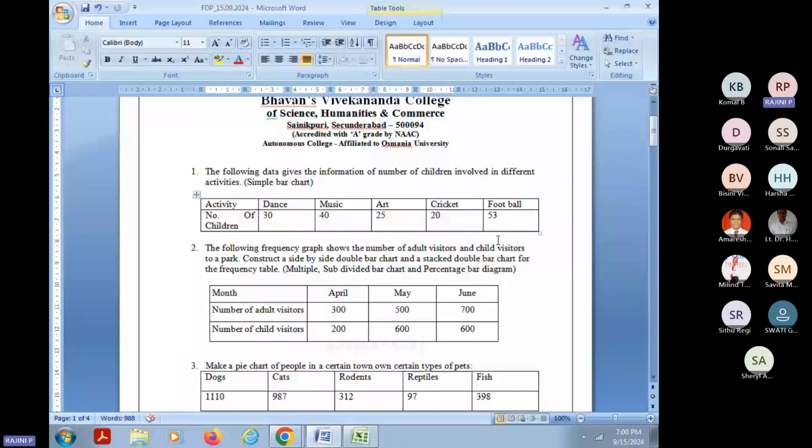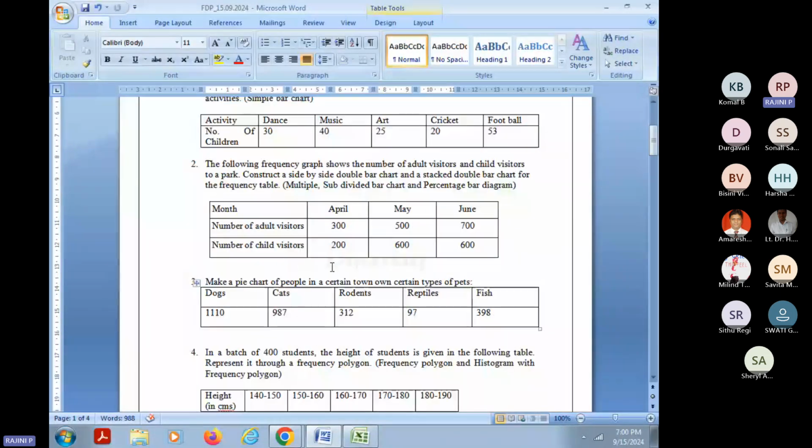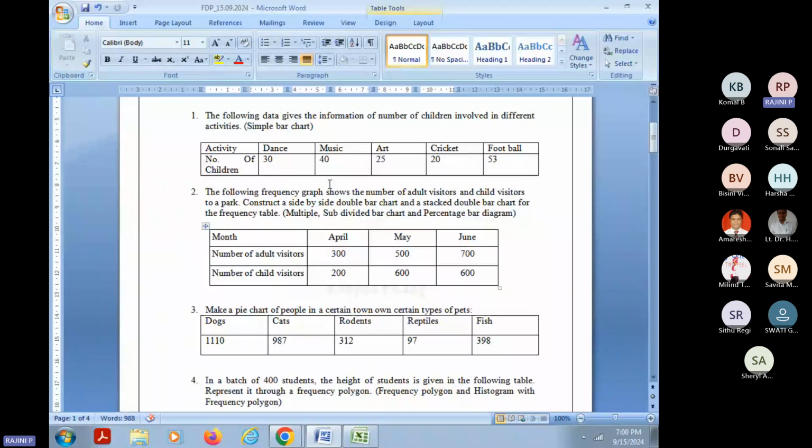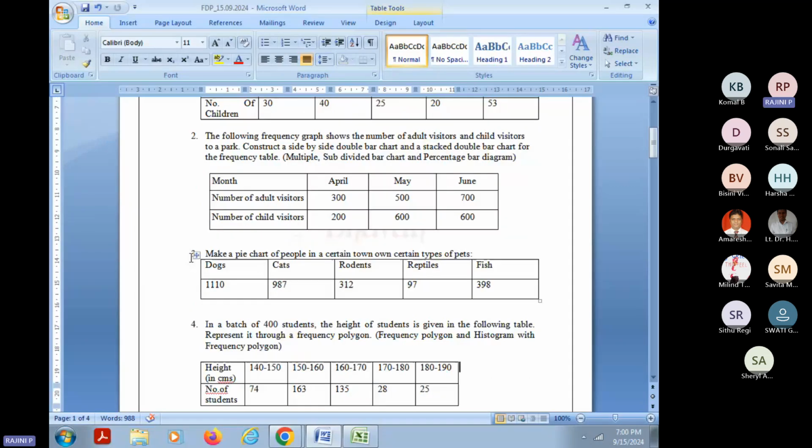So yesterday I explained what a simple bar diagram and multiple and subdivided bar diagrams are. Now the next one I'm going for is a pie chart. Okay, next one is a pie chart.